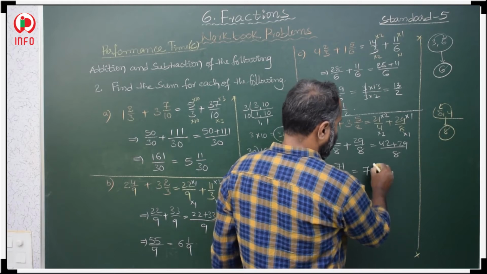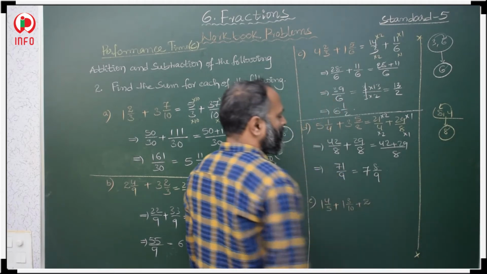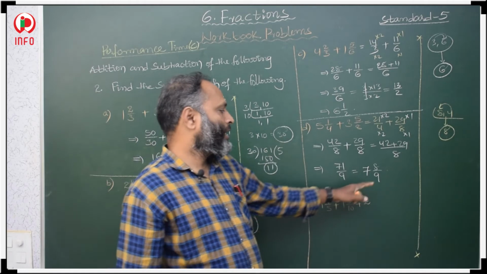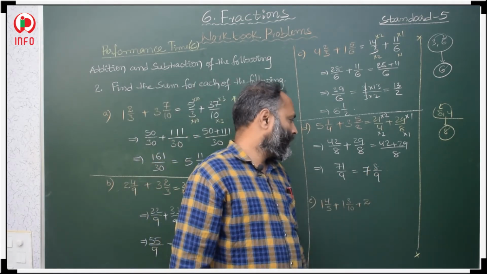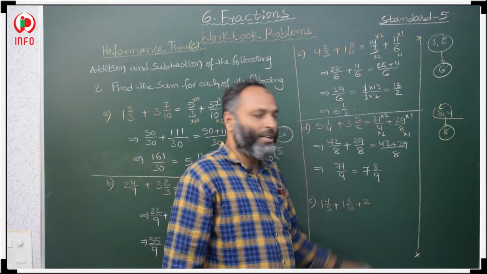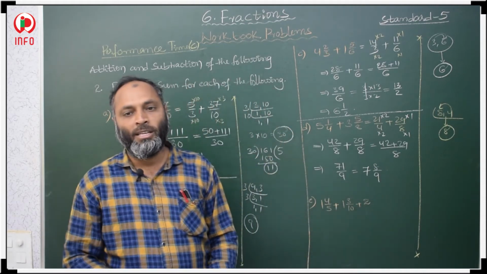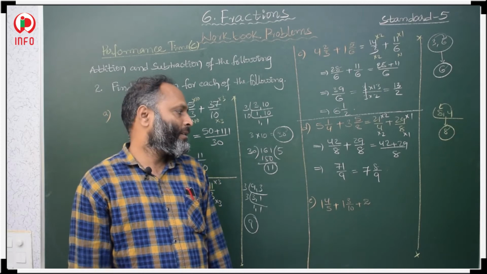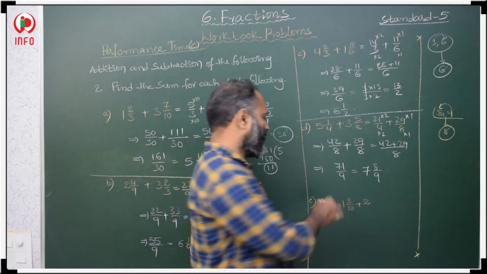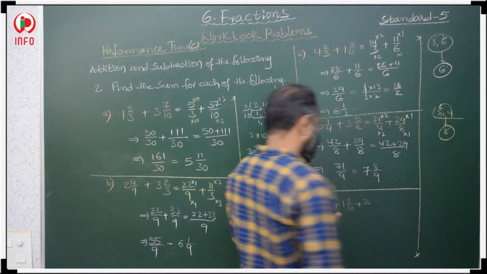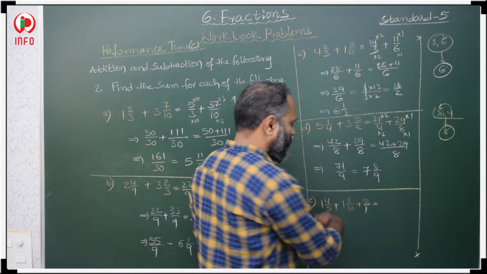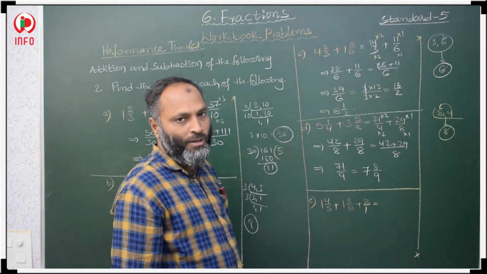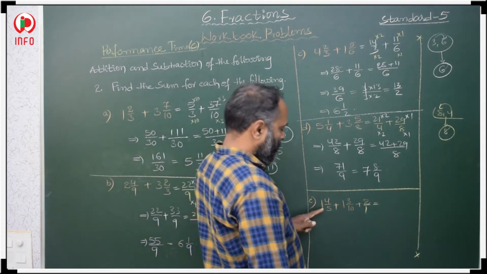7 8 by 9 is our mixed fraction. 9 8s are 72, 9 7s are 63, plus 8, 71 by 9. This is how to convert an improper fraction into a mixed fraction. Now this one has no denominator, so it means by 1. After that, the other mixed fractions we have to convert into improper first.